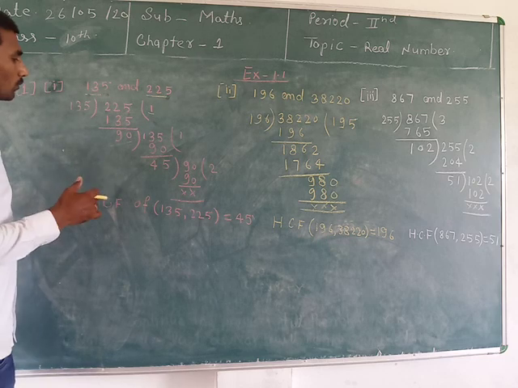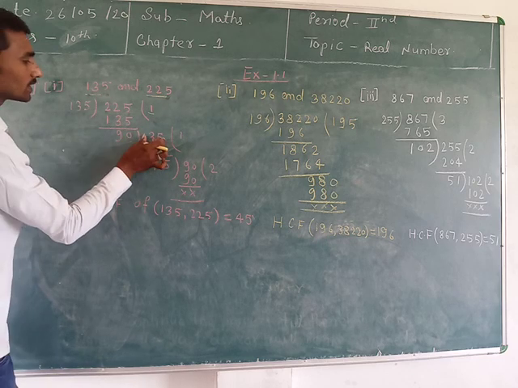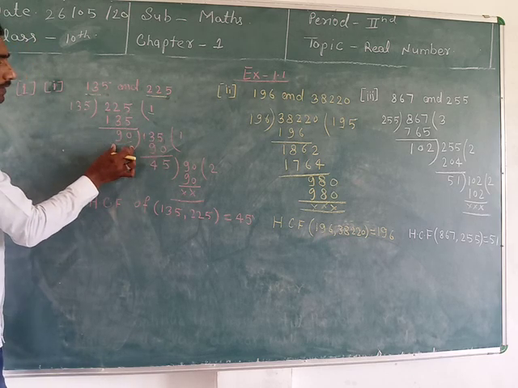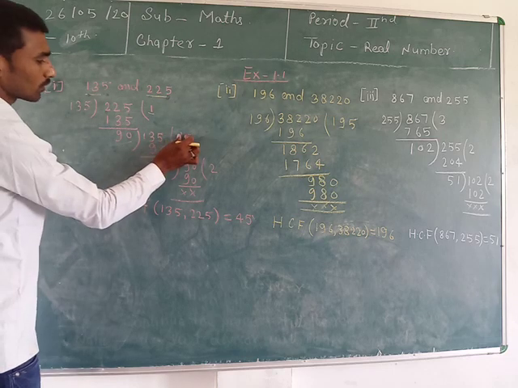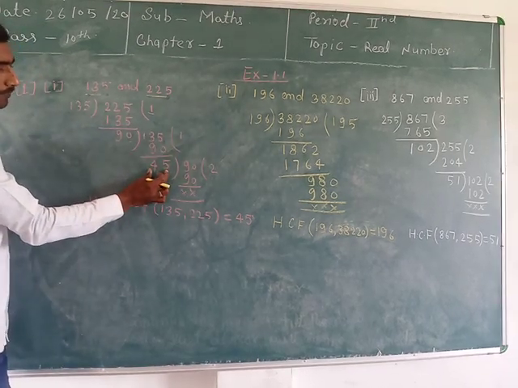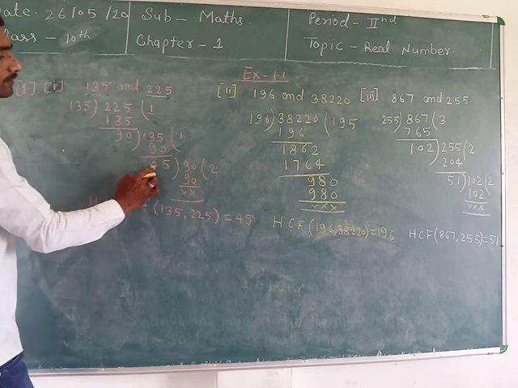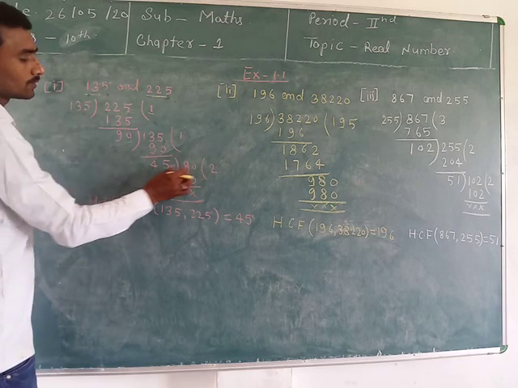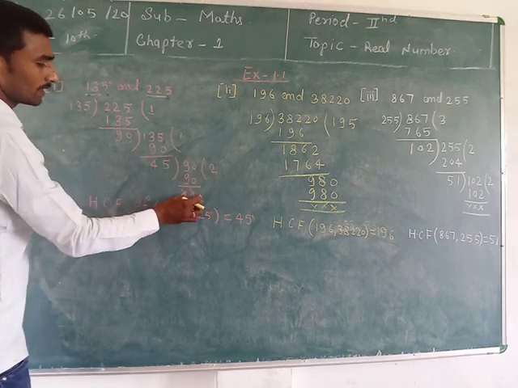So now we divide 135 by 90. Then we get quotient 1 and remainder 45. Now we divide 90 by 45. Then we get quotient 2 and remainder 0.